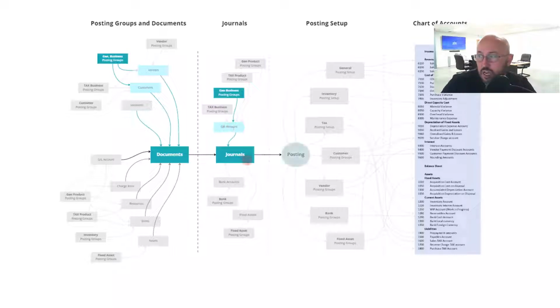So when you're posting your document, what happens is it combines in the matrix between the general business posting group and what's referred to as the general product posting groups to come out and tell you where your revenue and your costs will be determined, as well as other balance sheet transactions like deposits, interim inventory, etc. So the posting setup determines all these things.